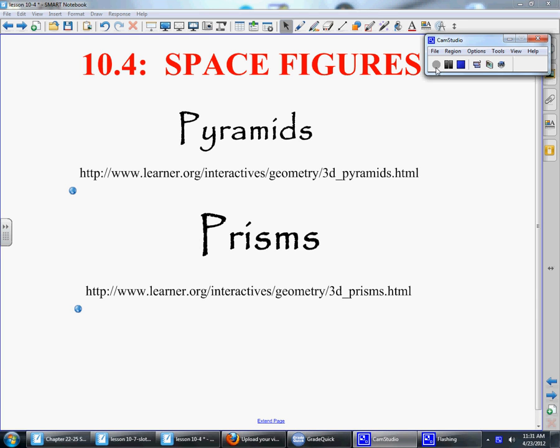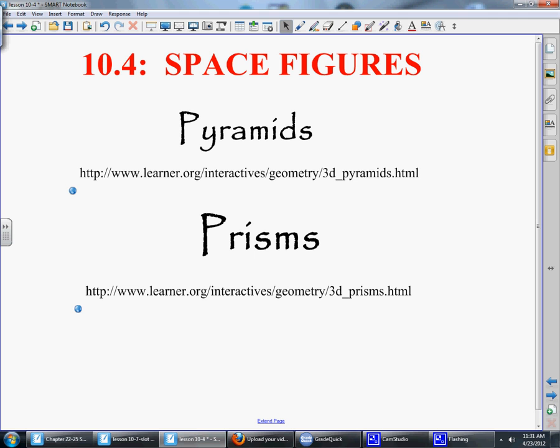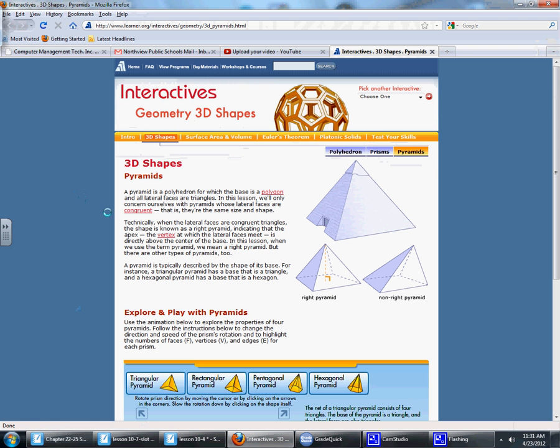Today's lesson is 10.4 space figures. The two types of space figures that we're going to look at today are pyramids and prisms. So before we get started, I just want you to look at the different types of pyramids in a little video.